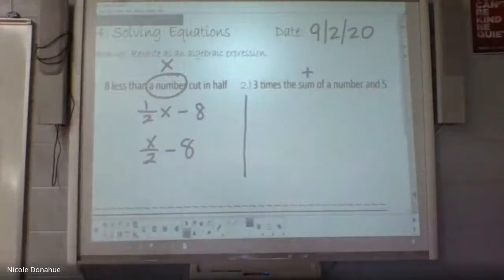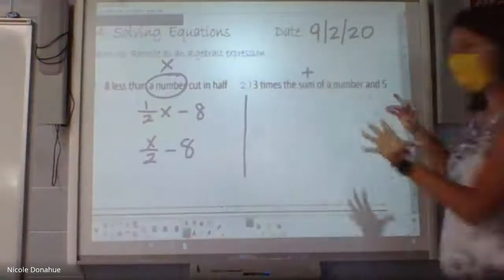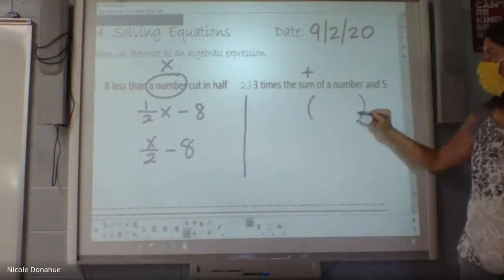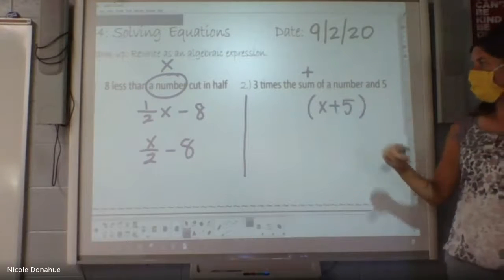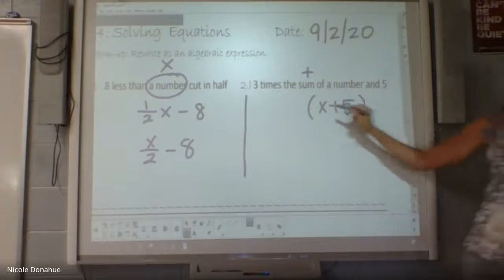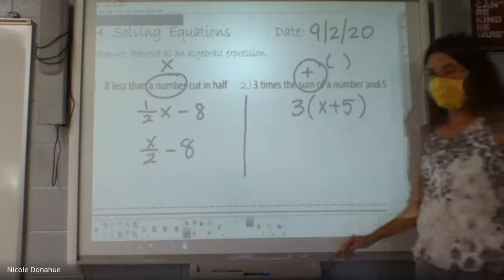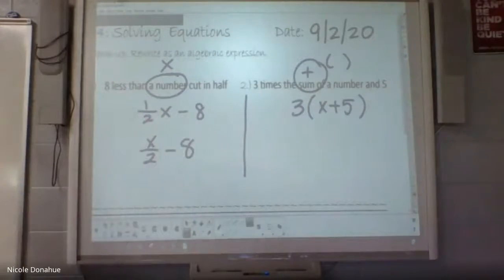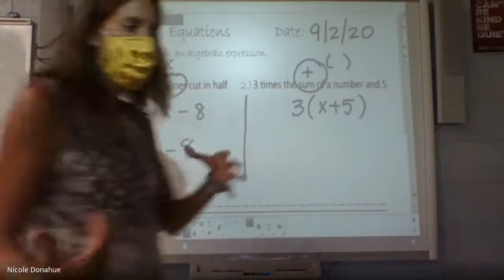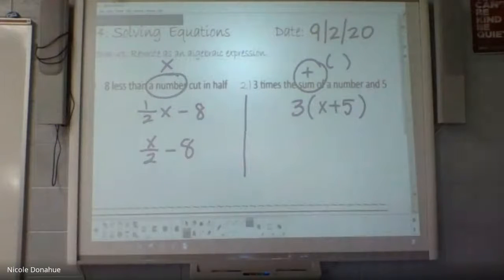Parentheses. When you see the word sum, it means solution to an addition problem. So that's why it's important we use parentheses. I'm adding a number and 5, and I'm doing 3 times the sum of that. So when you see the word sum, it usually means parentheses and addition. Parentheses really don't hurt very much. It doesn't hurt to add them just in case. So we do want parentheses in that case.